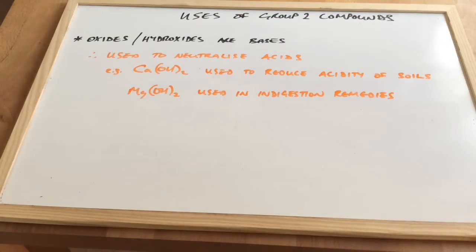On a smaller scale, magnesium hydroxide would be used in things like indigestion remedies. So if you've got a buildup of stomach acid, you take something like milk of magnesia, which contains magnesium hydroxide, and that would help to reduce the acidity levels in your stomach.